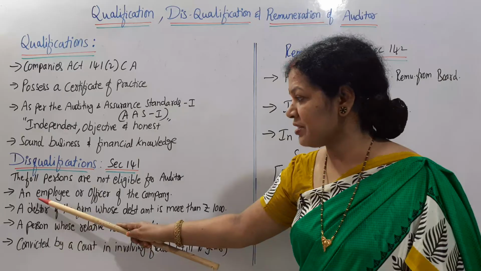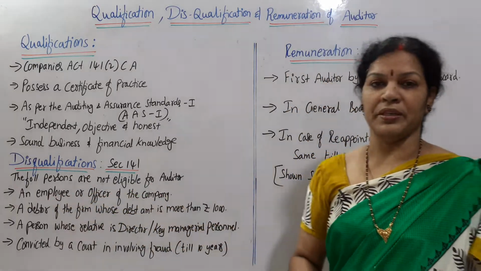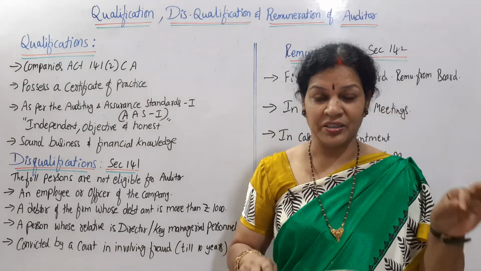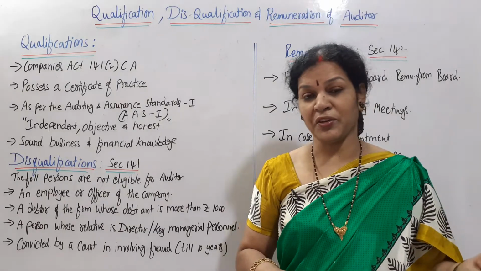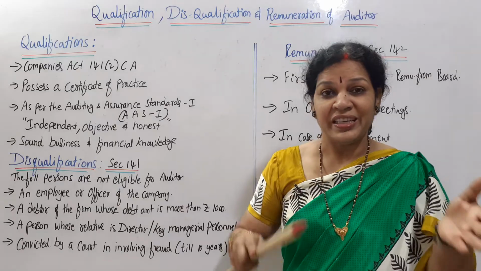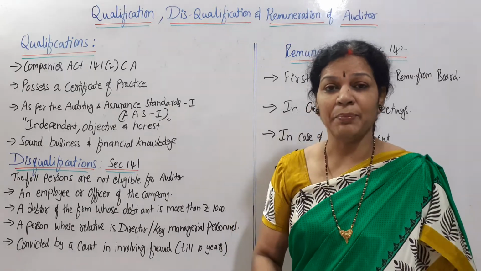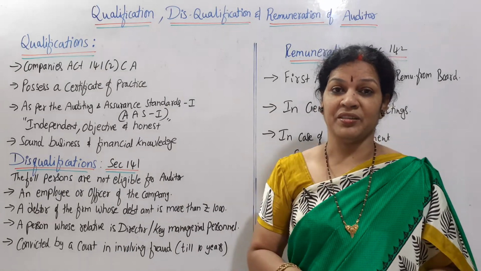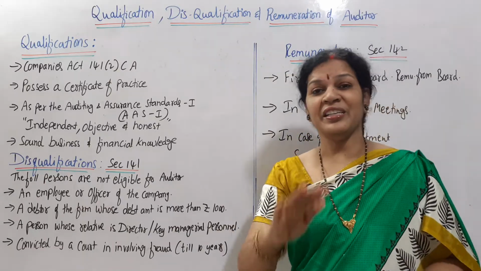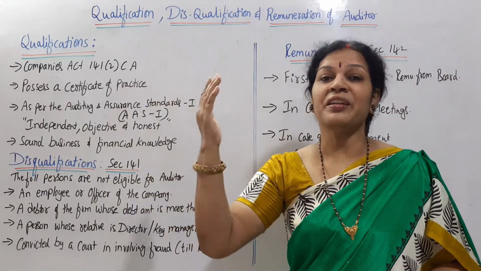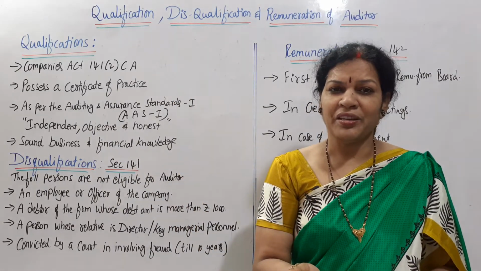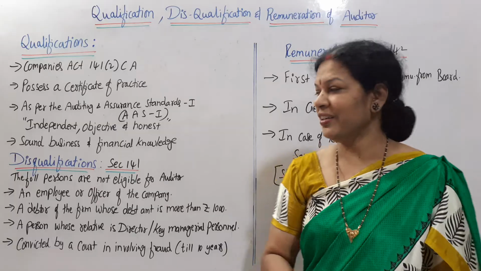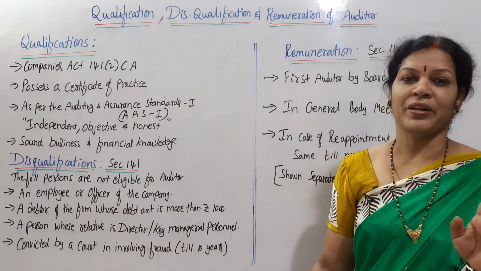What are those cases? The first case is an employee or officer of the company. Suppose an employee or officer of the company is a chartered accountant having a certificate of practice, but he is not eligible because he is an employee, an officer of that company. He is not allowed to do the auditing work. He is eligible to do the auditing work for another company, but not this company. There is a possibility of influence and also manipulation, anything is possible. That is the reason this is one of the disqualifications for an auditor.